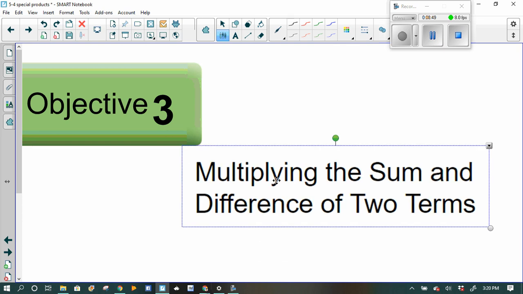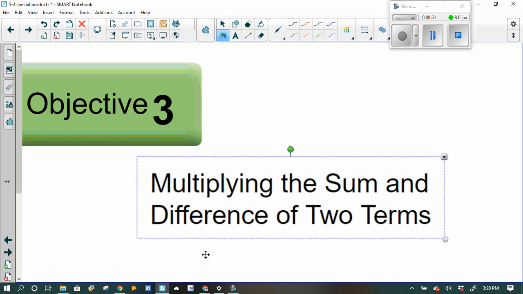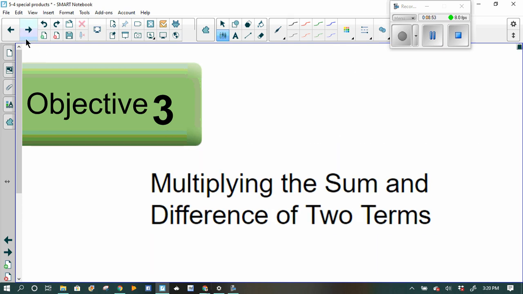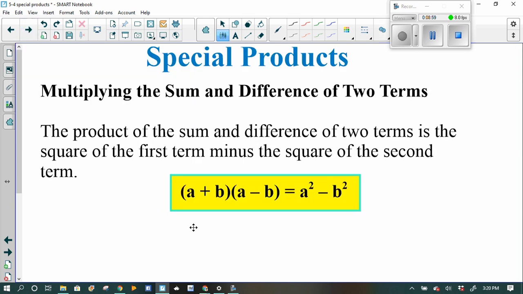Okay, our next one is multiplying the sum and difference of two numbers. They look similar to what we just did with special products, just a little bit different though. All right, so here's your rule. This time, instead of (a plus b) squared or (a minus b) squared, you're going to do (a plus b) times (a minus b). And this is what it answers.